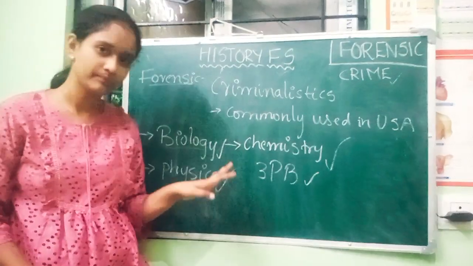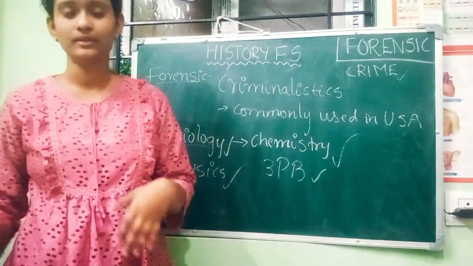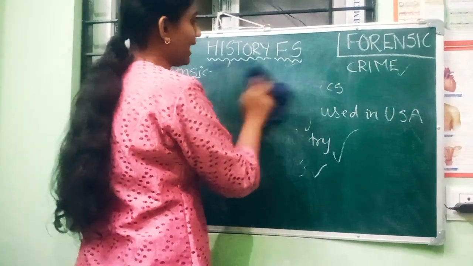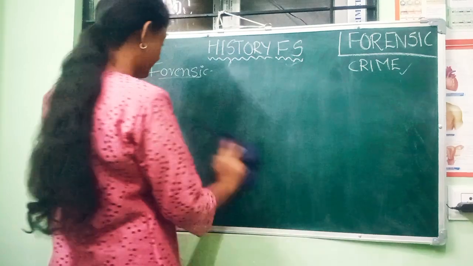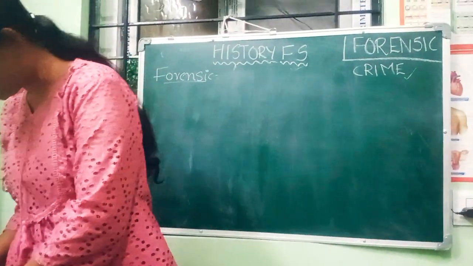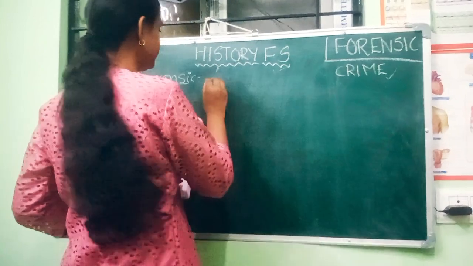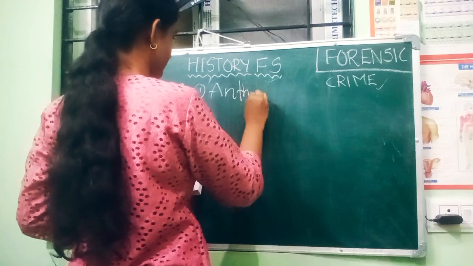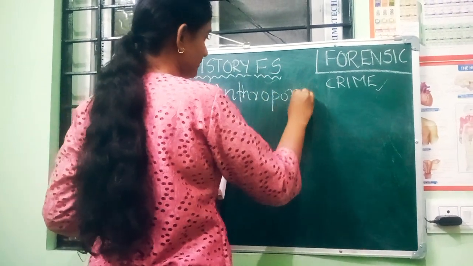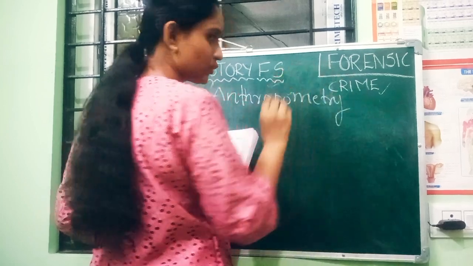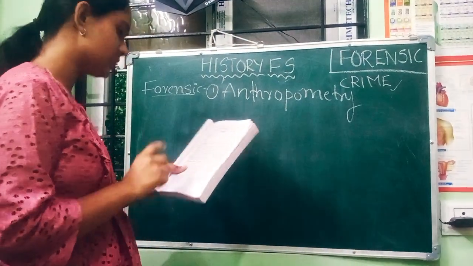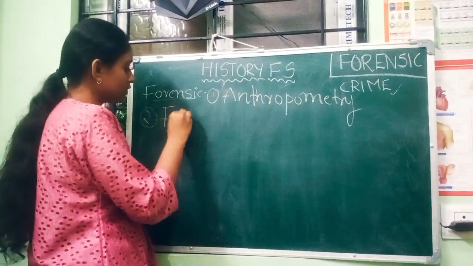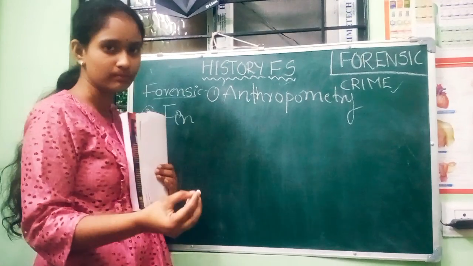Now this is done with our physical branches. Now we have many other important branches under forensic science. The first one is anthropometry. And the second one is fingerprints, which is a very important one, because for fingerprints and footprints we are going to have a different chapter.